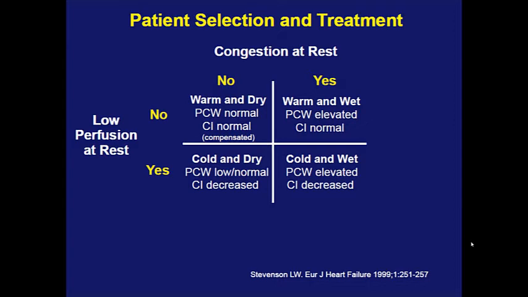They can be warm and wet, meaning that their wedge is going to be high, however, they're perfusing adequately. Cold and dry is the worst place to be. It has the highest mortality. They're not perfusing well, cardiac index is down, and they may have a normal wedge or even a low wedge. And cold and wet, not perfusing well, but you can diurese them.